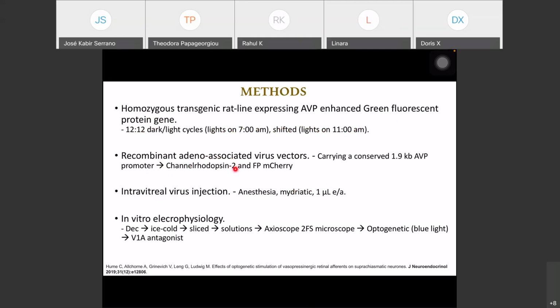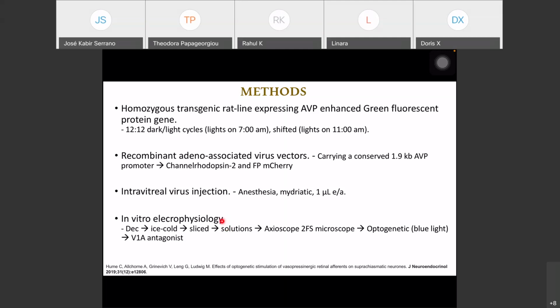They used a recombinant adeno-associated virus vector carrying a conserved 1.9 kilobase AVP promoter that codified for channelrhodopsin 2 and the fluorescent protein mCherry. For the intravitreal virus injection, they anesthetized the rats, used a mydriatic in the eyes, and injected 1 microliter of the recombinant adeno-associated virus vectors in each eye.